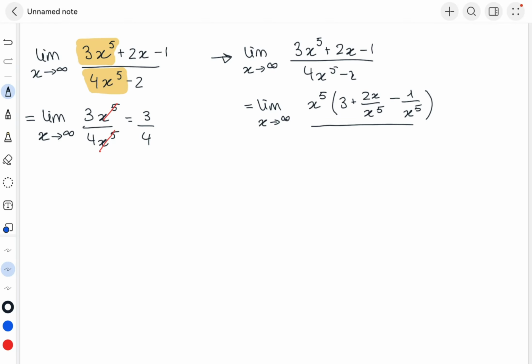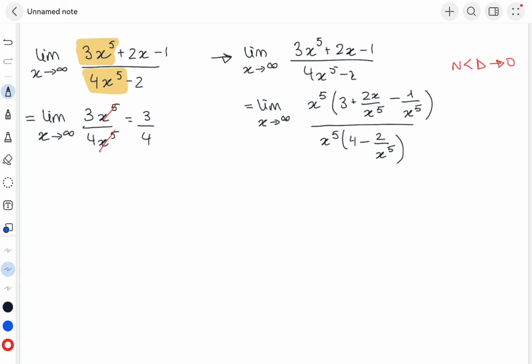And we do the same thing in the denominator. We take x power 5 as a common factor. Removing x power 5 from the 4x power 5 will be left with 4 minus 2 over x power 5. Now, as I mentioned before, whenever the power of the numerator is less than the power of the denominator, the answer will be 0.